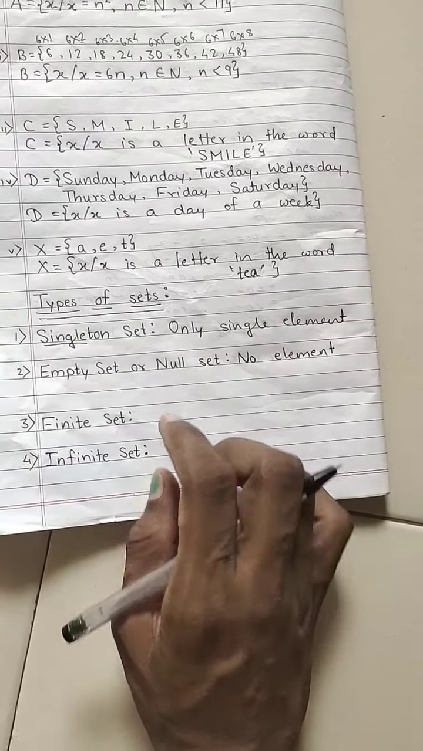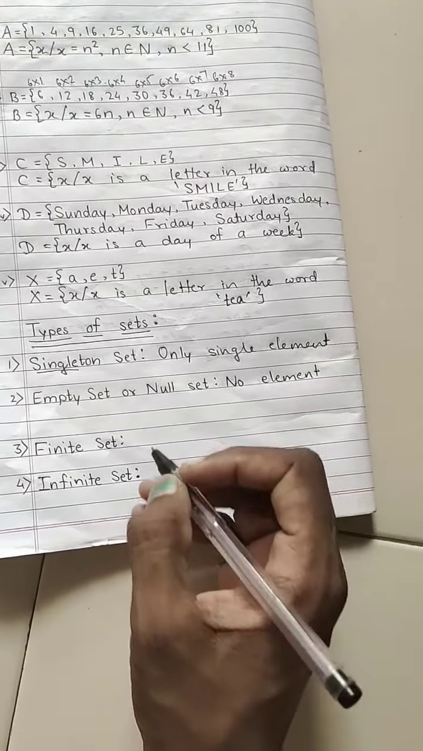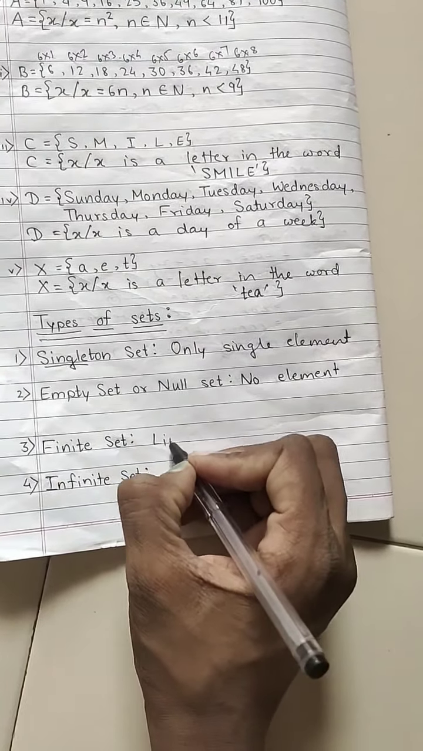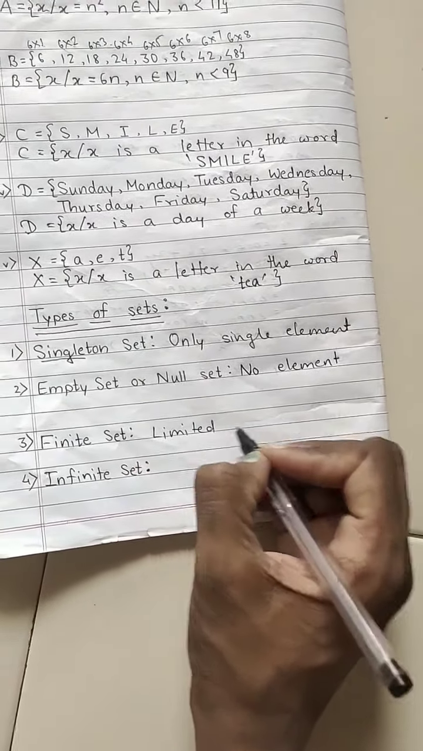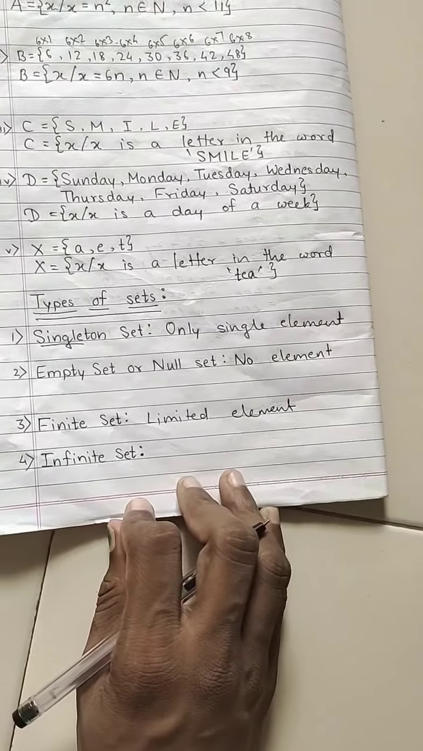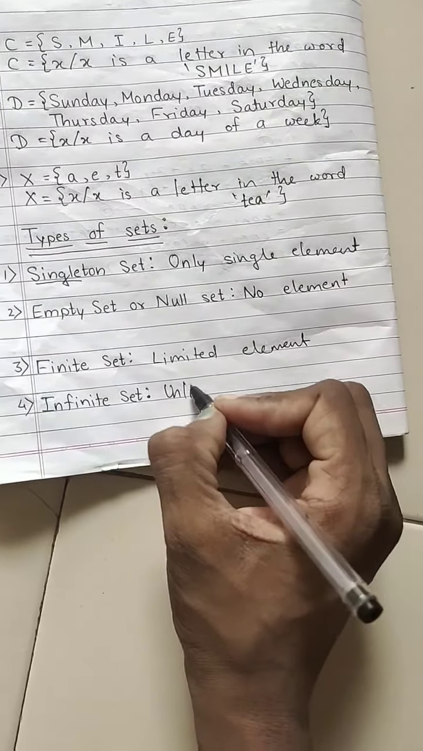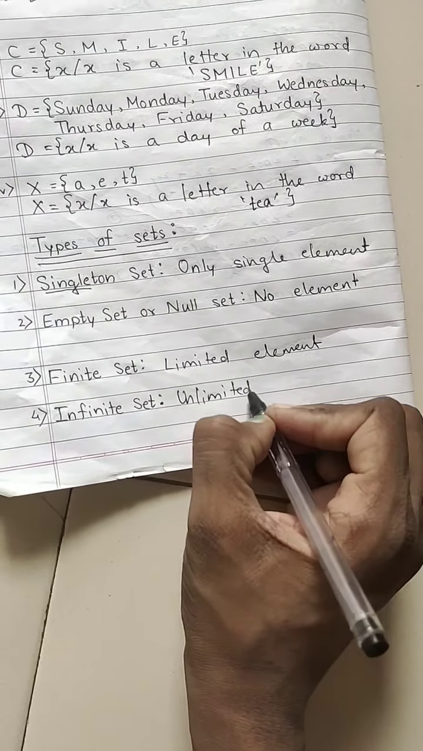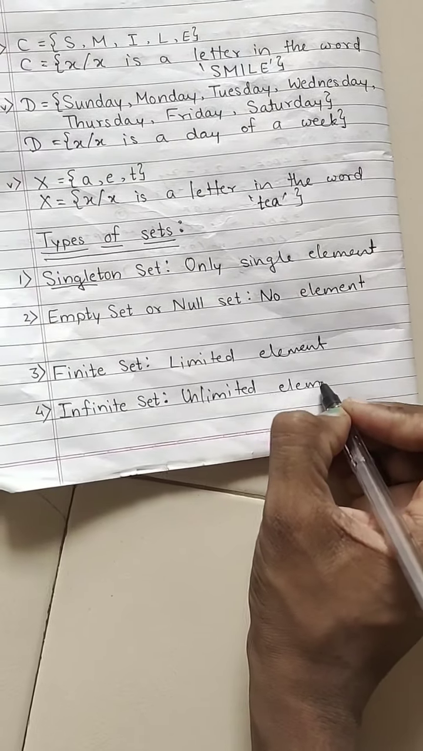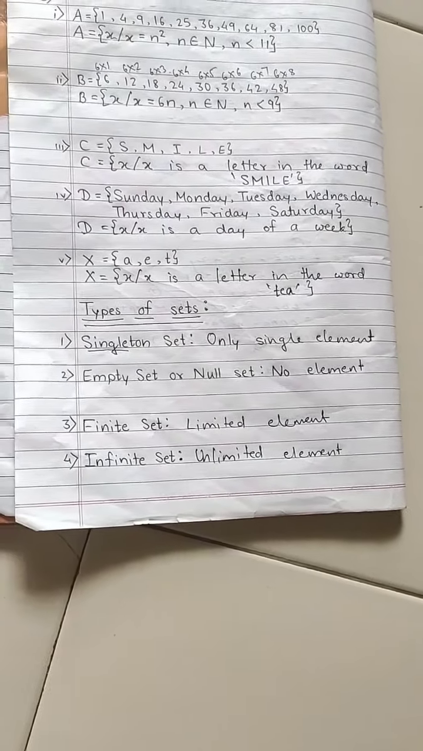Okay, now finite means what? Your set contains elements which are finite or limited. Okay, limited element means you can count number of elements, then only call it limited. And what about infinite set? Unlimited set. Unlimited element.